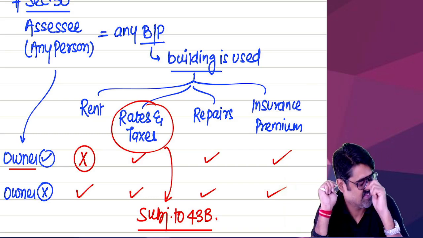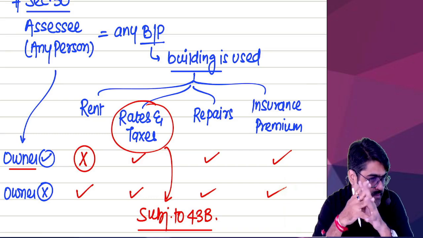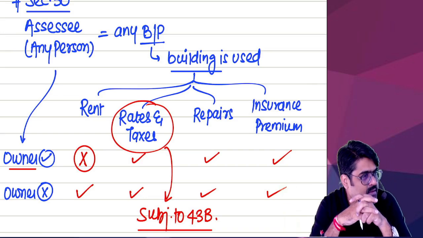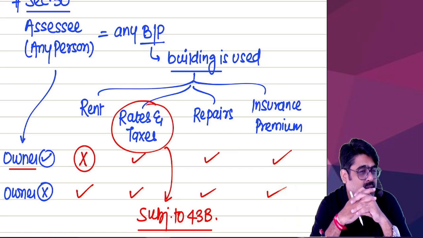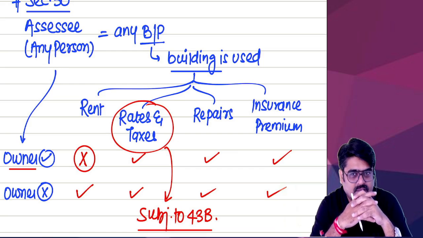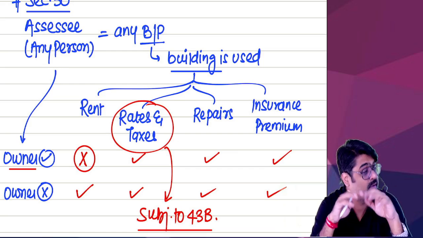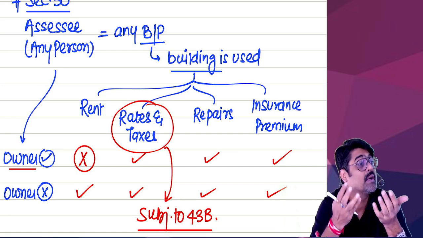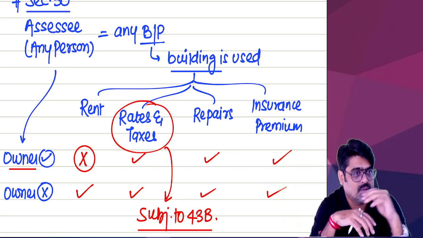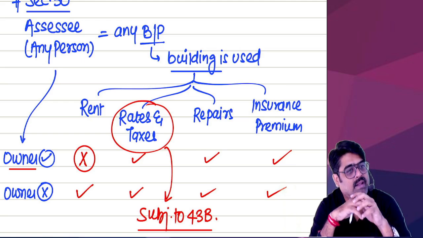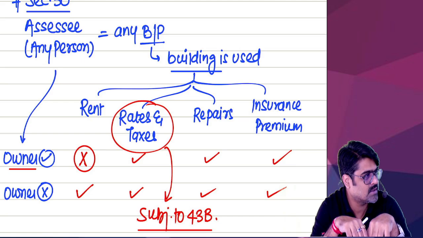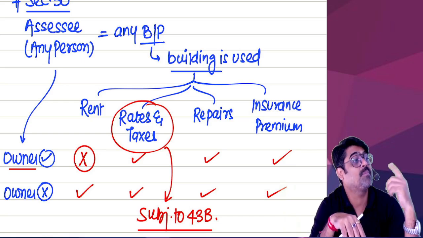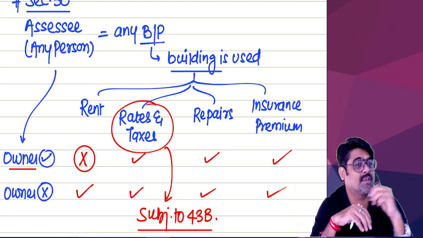Number 1, rent. Rent is allowed as a deduction. Rent for the building which is used for the purpose of your business or profession will be allowed as a deduction if you have taken the building on rent for your business or profession. If you are the owner of that building, then have you paid the rent? No. Will it be allowed as a deduction? No. But still, in your P&L account of the business, you have debited the rent.